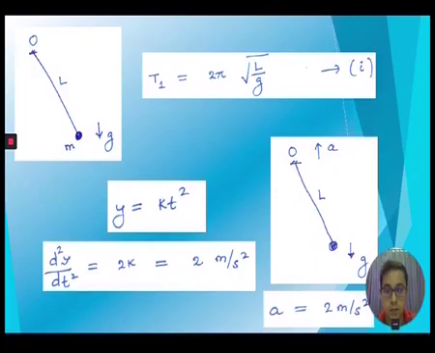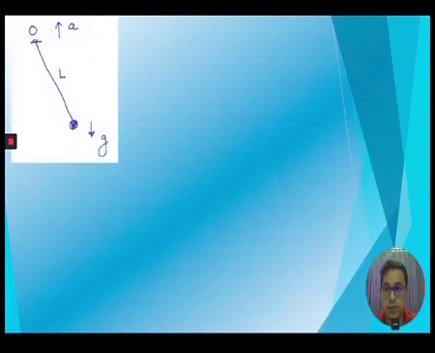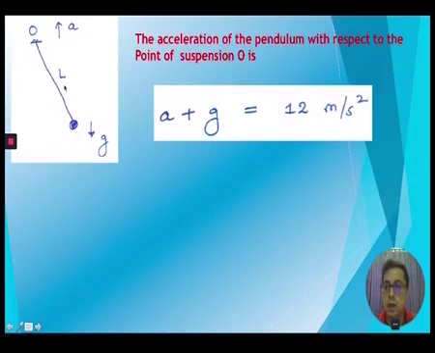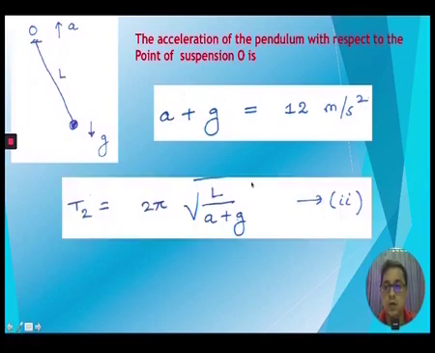As you will see, the acceleration of the pendulum with respect to the point of suspension is what? It is simply a + g, right? Because if I go to this frame, it is a + g, that is a is 2, g is 10, so 12 meters per second squared. So therefore the time period would involve L divided by this acceleration. So this is the time period.